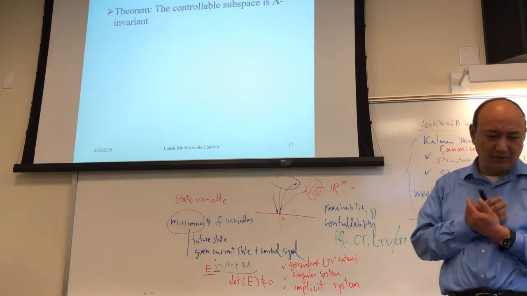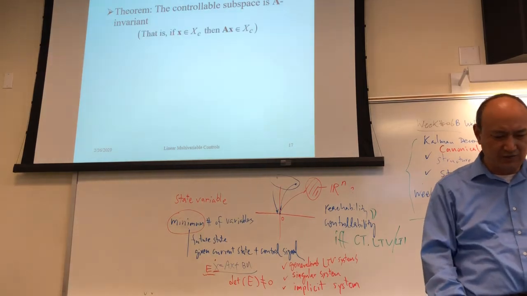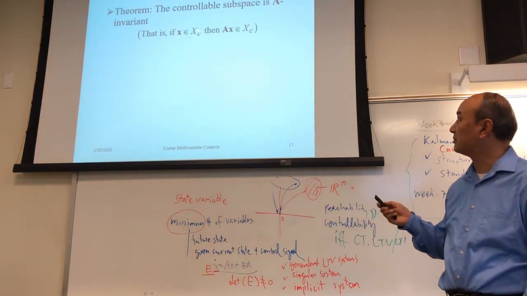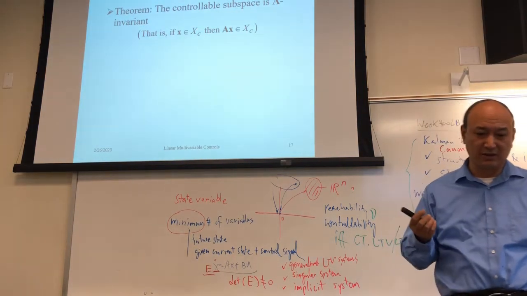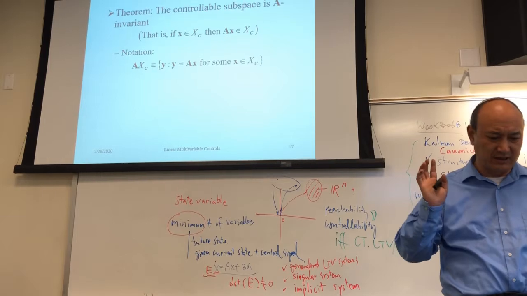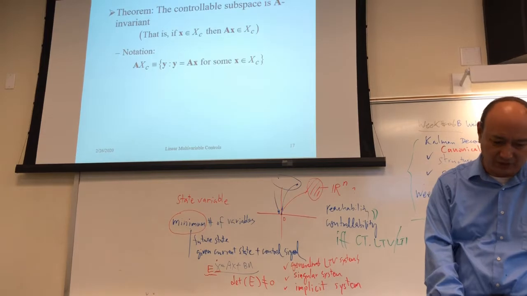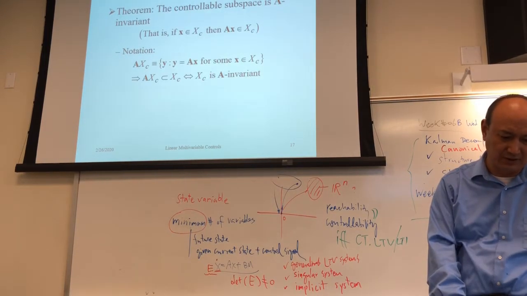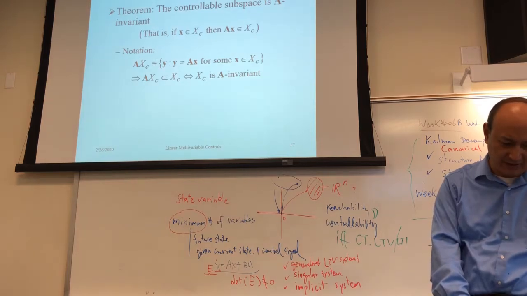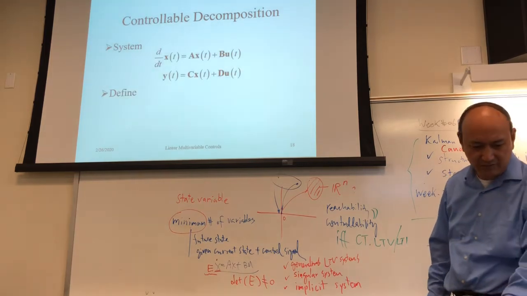So in other words, we can say that the controllable subspace is A invariant. That means if you have x in the controllable subspace, then A times x is also in the controllable subspace. So, which means you have A XC, y equals A x, so y is also controllable. Okay? So, therefore, this is called A invariance of the controllable subspace. Let's do how to do this decomposition.